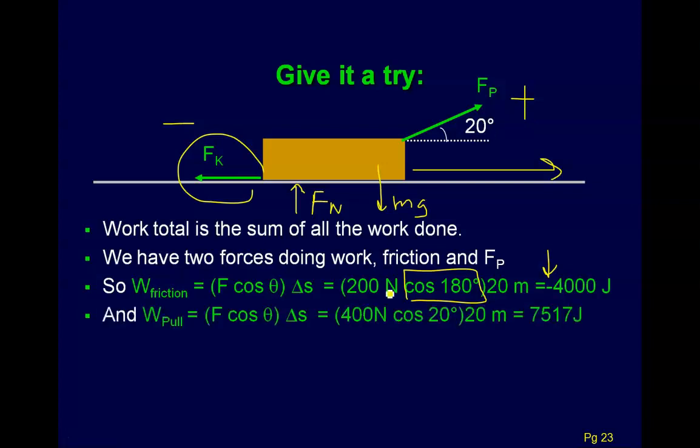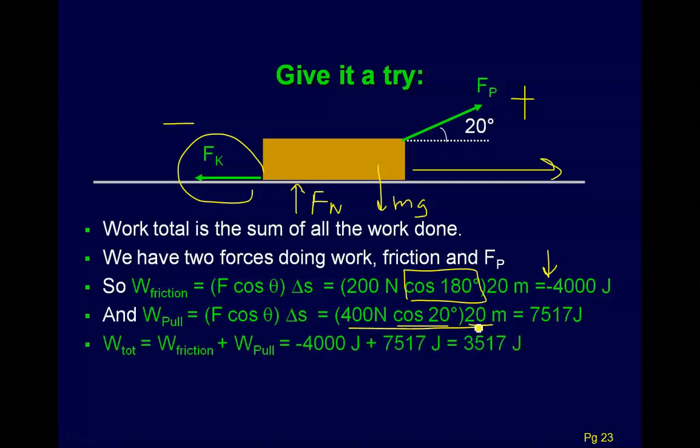The force of the pull is the same equation, so it's 400 newtons, and the angle between them is 20, and the distance is 20 meters, so I get 7517. And then the total work is simply adding the two numbers up to get an answer of 3517.